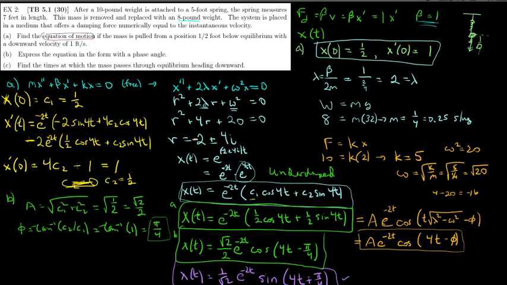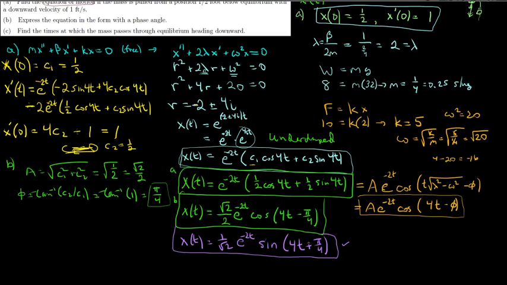Okay. Well, we have one more question to answer here. Part C, find the times at which the mass passes through equilibrium heading downward. Okay. So passing through equilibrium here, so this will be part C. Equilibrium, of course, just means x is 0. So we're just solving this equation when x of t equals 0, right? And you can use any version of these for x. Actually, it might be more helpful to use this version with sine here.